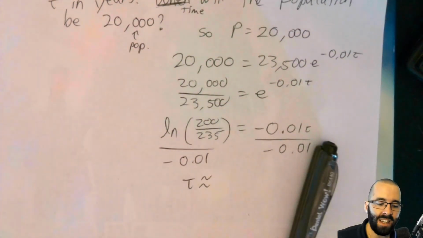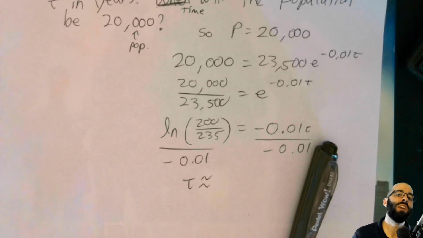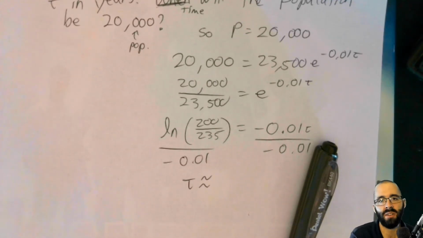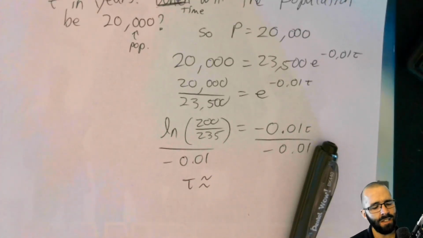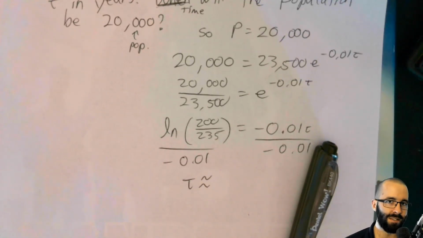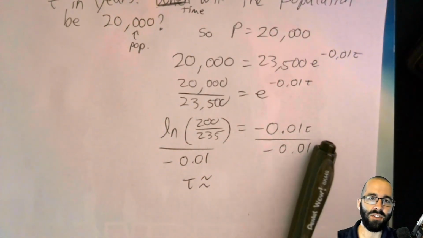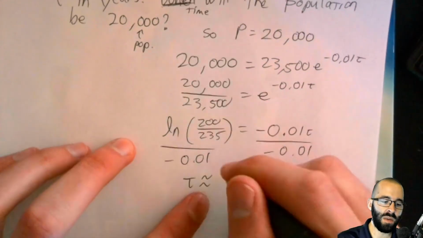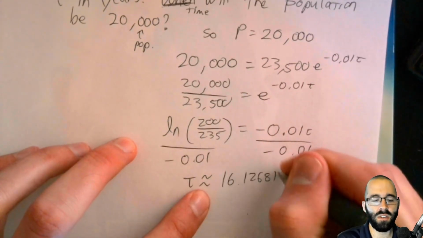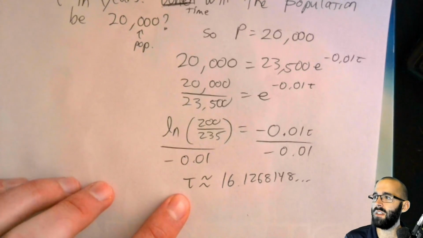And normally I want an exact answer, right? But for applications, we always assume that you want to round at the very end, right? If I ask you, when is the population going to be 20,000? And you said, well, in about the natural log of 200 divided by 235 divided by negative 0.01 years. Okay, let's find an approximation. That's going to be about 16.1268148 ... It's irrational. That many years.